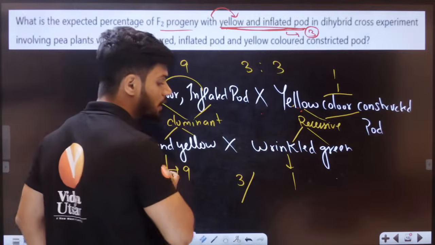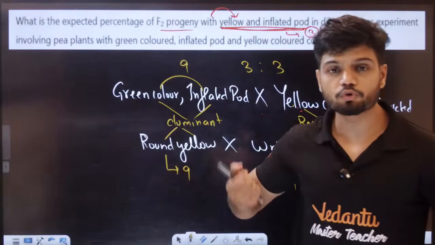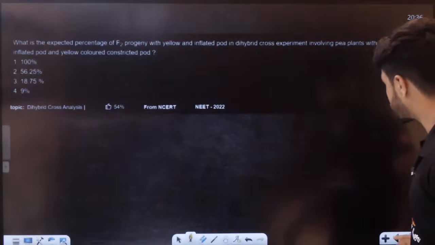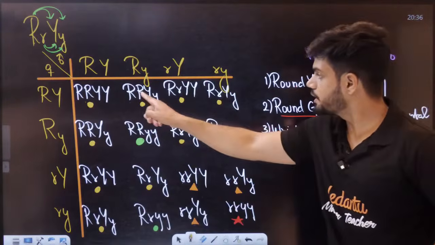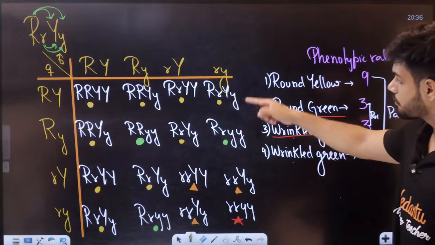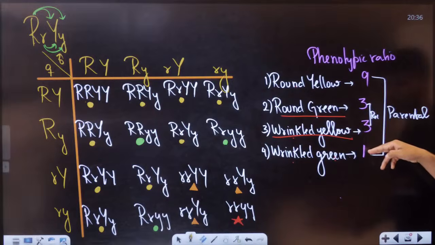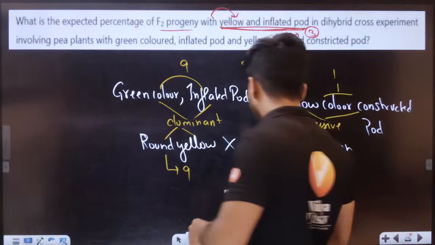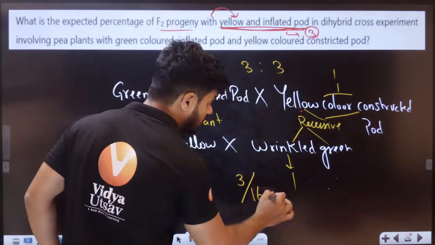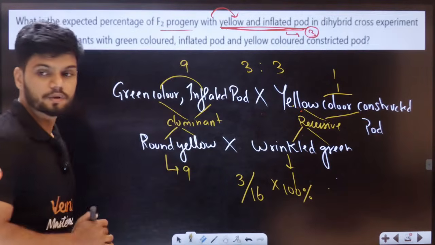Students, tell me, how many are the total progenies? All of you, can anyone tell me the number of total progenies here? 16, yes or no? Count, all of you. 1, 2, 3, 4, 4 to the 4, 16. Right? 9 plus 1, 10. 10 plus 3, 13. 13 plus 3, 16. So total progeny is 16. So 3 divided by 16 into 100. That is for percentage.